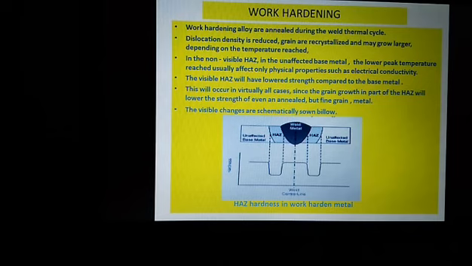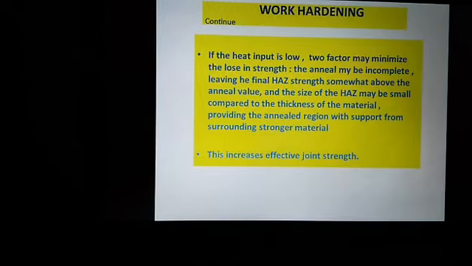This visible change is schematically shown below. Work hardening: if the heat input is low, two factors may minimize the loss in strength. The anneal may be incomplete, leaving the final HAZ strength somewhat above the annealed value, and the size of the HAZ may be small compared to the thickness of the material, providing the annealed region with support from surrounding stronger metal. This increases effective joint strength.